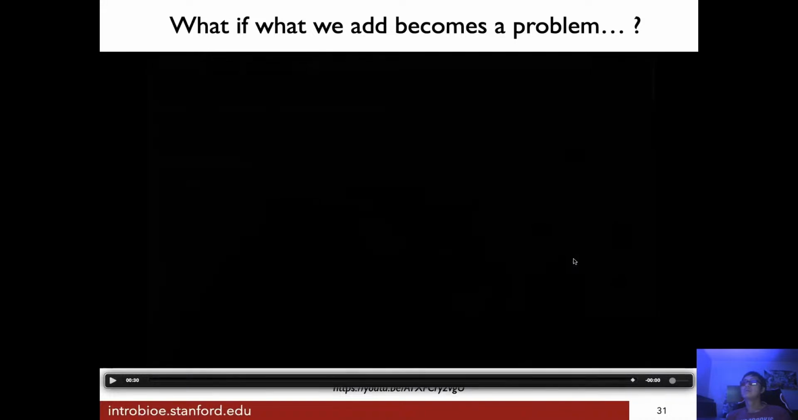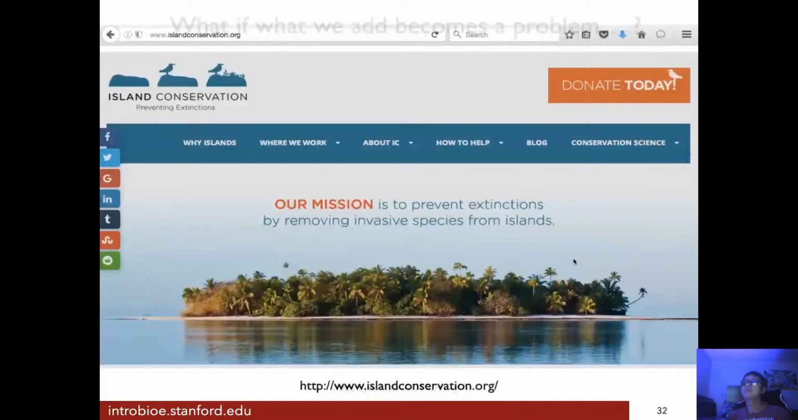Where did the mice come from? The mice weren't normally on the islands. They got there by swimming from another island, or more likely on a ship that landed or something like that. So how could we ever solve that problem?